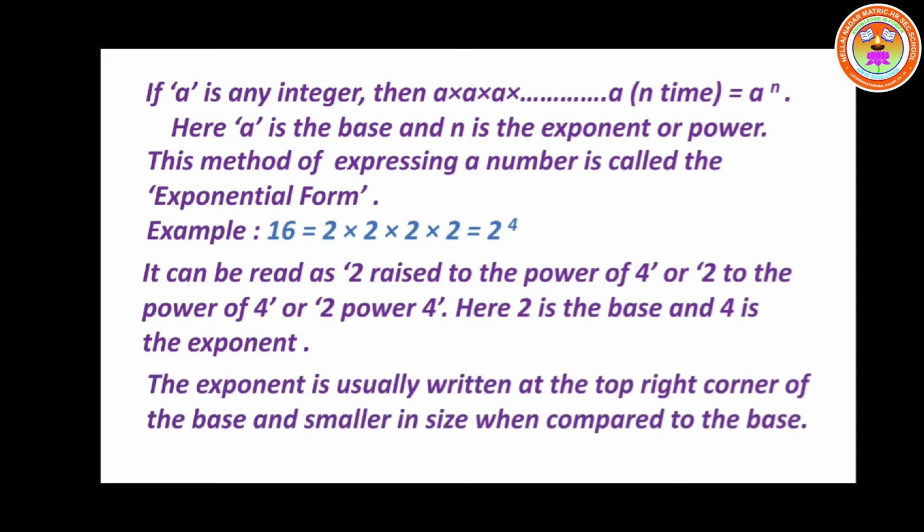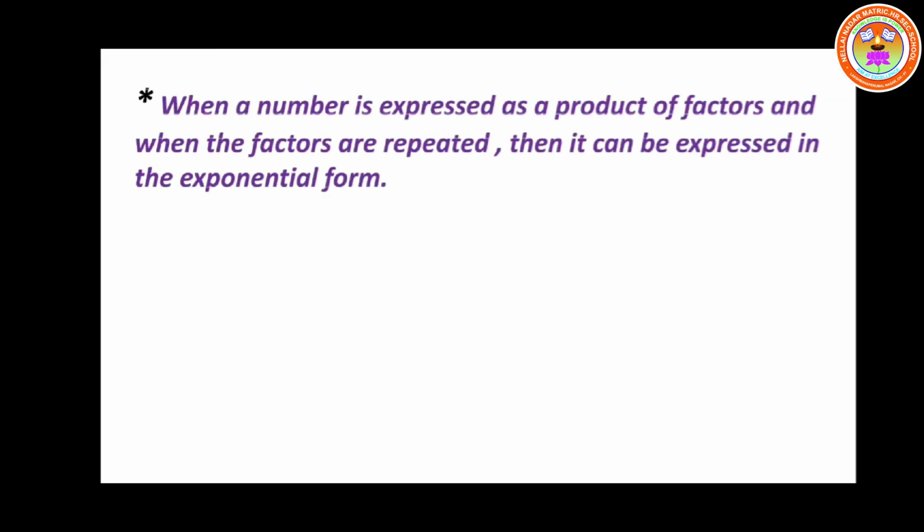Now the exponent is usually written at the top right corner of the base and is smaller in size compared to the base. So in 2 to the power of 4, the power 4 is the exponent, written in a small size at the top right corner of the base. Which is the base number here? 2 is the base number and 4 is the power. Do you understand, children? Okay, now let us move on to the next one.